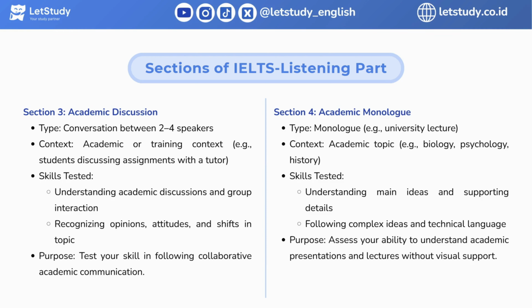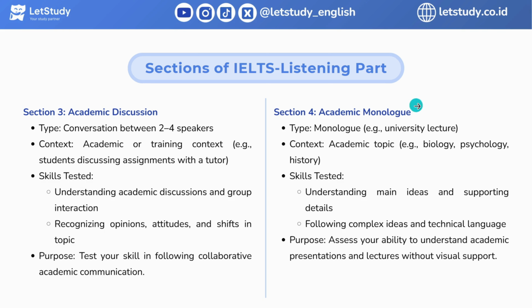Section 3 is usually an academic discussion. The type is a conversation between 2 to 4 speakers. The context is an academic or training context, for example, students discussing an assignment with a tutor. The skill tested for this section is understanding academic discussion and group interactions, recognizing opinions, attitudes, and shifts in topics. The purpose is to test your skills in following collaborative academic communication.